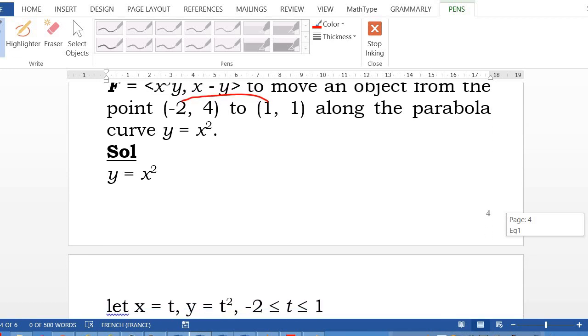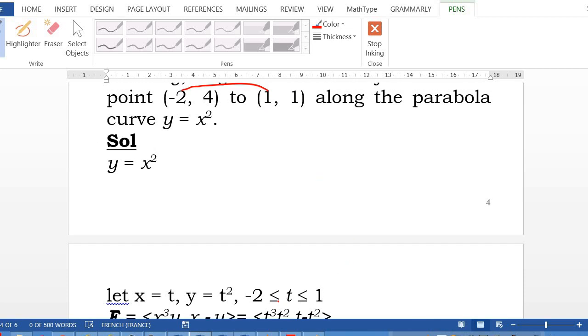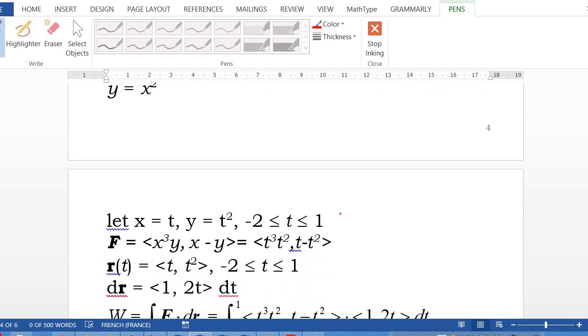From y equals x squared, as in the previous case of the line integral of scalar form, or differential forms, it was already mentioned that if the parametric equation is not given, then from the variable on the right hand side you may let it equal to t. Easy, you let x equal to t, then y will be equal to t squared. Since x moved from negative 2 to 1, hence t also moves from negative 2 to 1.